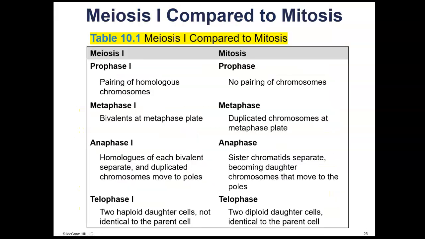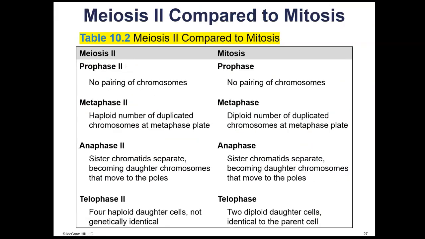So, there are 2 tables that compare the stages of meiosis 1 to mitosis and then meiosis 2 to mitosis. I told you that meiosis 2 and mitosis are exactly the same. If you read these, prophase 2 and prophase both say the same thing: no pairing of chromosomes. But metaphase 2 says the haploid number of duplicated chromosomes lines up at the metaphase plate. In metaphase, the diploid number of duplicated chromosomes lines up at the metaphase plate.